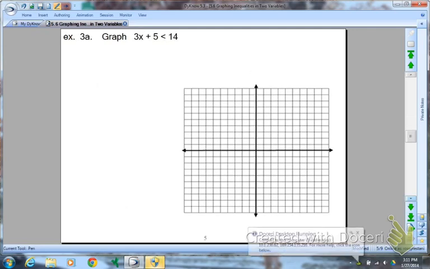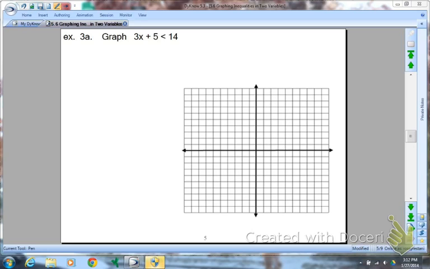Example 3a. 3x plus 5 is less than 14. What's the problem here? X is on... there is no y. So we have no choice but to solve for x. So we're going to have to think back. It's one of those special graphs. Do y'all remember that x equals is a vertical and y equals is a horizontal line? Think back to chapter 3 and 4.